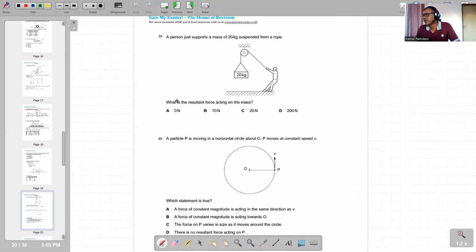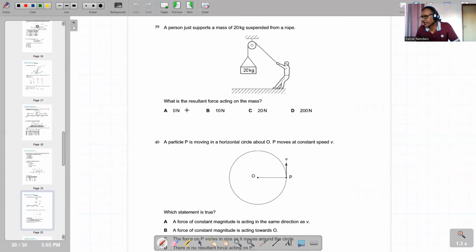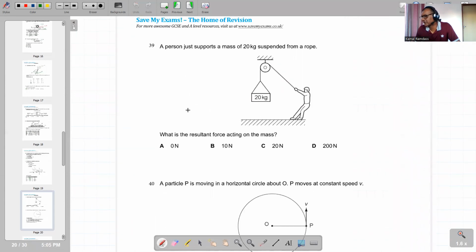A person just supports a mass of 20 kilograms suspended from a rope. What is the resultant force acting on the mass? A resultant force parce que the body is not moving, it is staying at rest. Et ça veut dire tout bonne force balance, tout bonne force in equilibrium. The weight is equal to the tension in the string, in the rope, et the resultant force is 0 Newton.